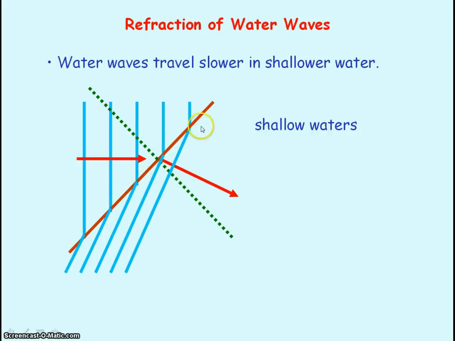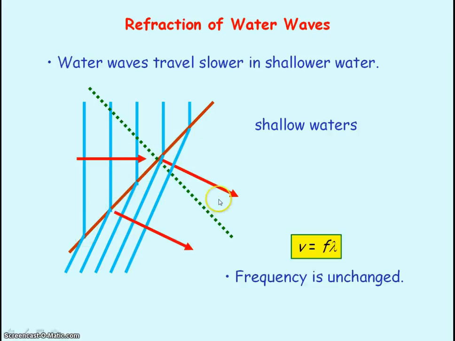And so what you can see is the frequency of the water waves has remained the same, but because wave speed has decreased in shallower waters and frequencies remain the same, then the wavelength must decrease, and that's shown by the decrease in the spacing between the wavefronts.